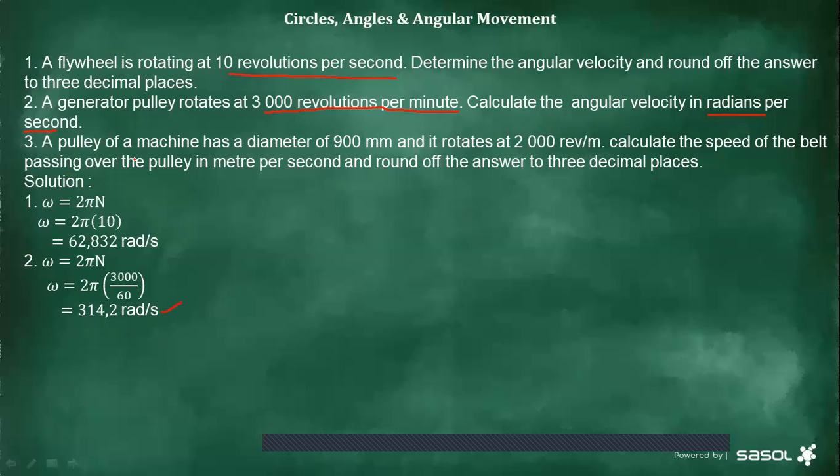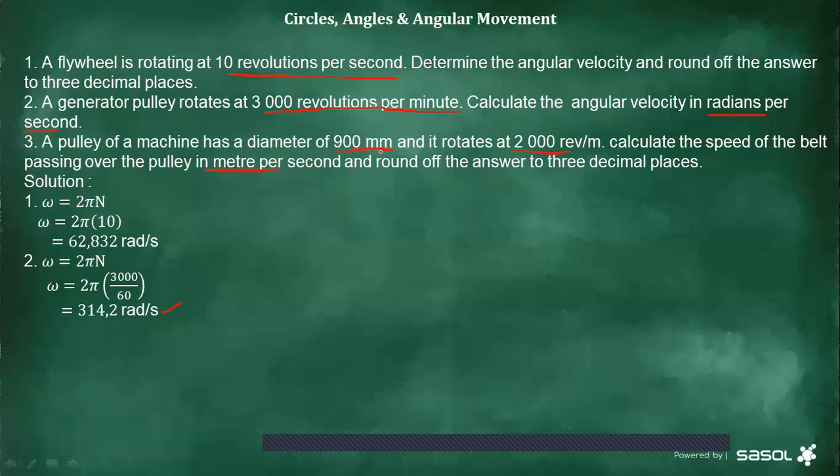And then number 3, the pulley of a machine has a diameter of 900 millimeter, and it rotates at 2,000 revolution per minute. Calculate the speed of the belt passing over the pulley in meter per second, and round off the answer to 3 decimal places. Now you can see from the information that we are given, first we are given the diameter in terms of millimeter.